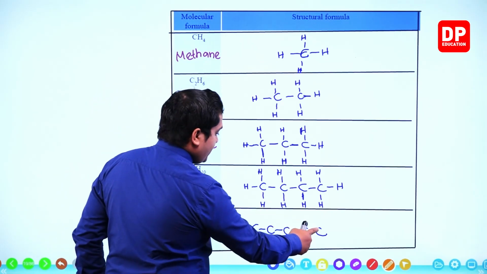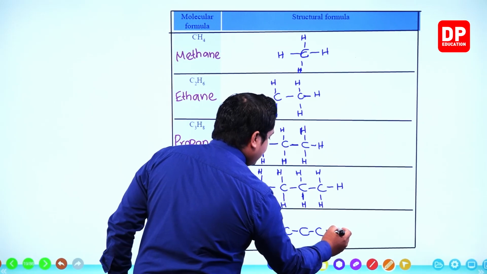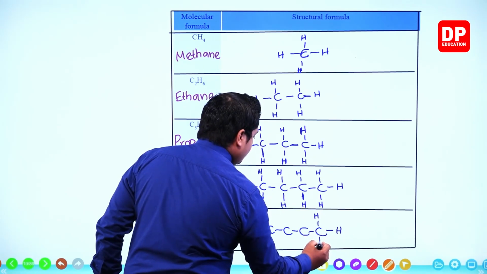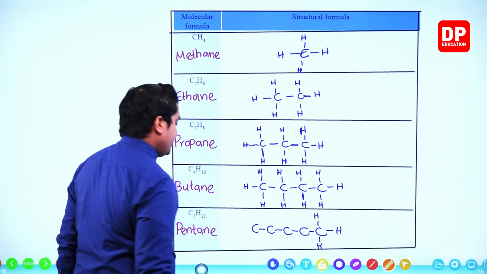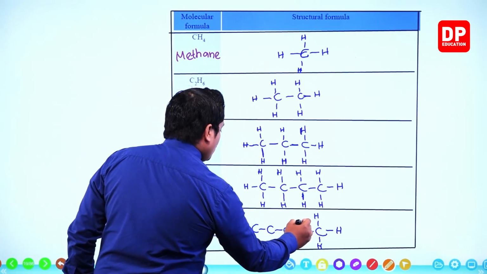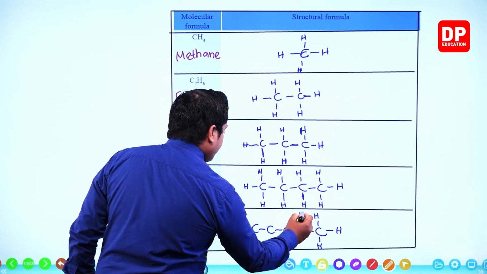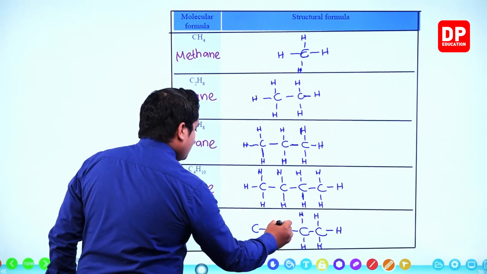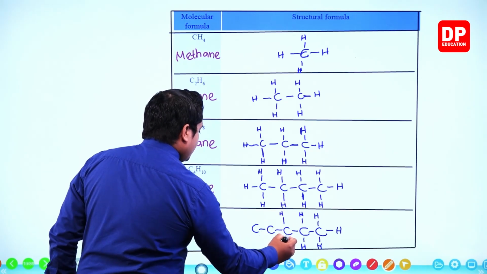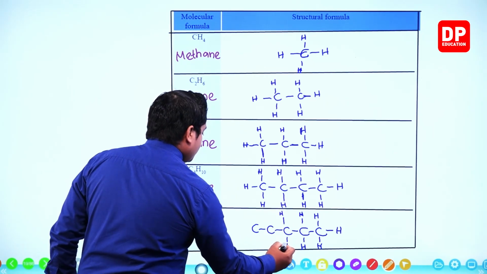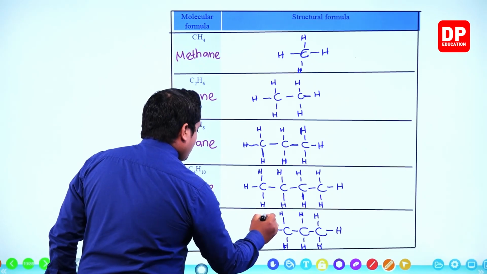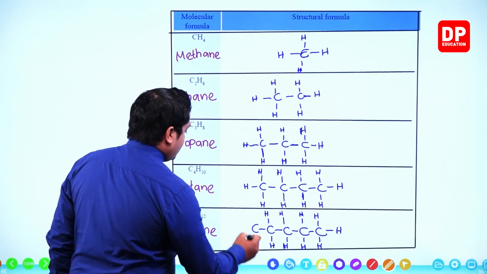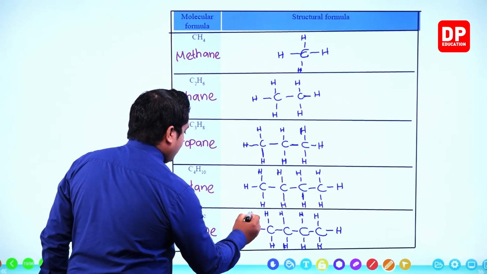So here this carbon contains only 1, so it can create 3 more. 1, 2, 3. Here 2 more. 1, 2. Again 2 more. 1, 2. Again 2 more. 1, 2. Then finally here 3.